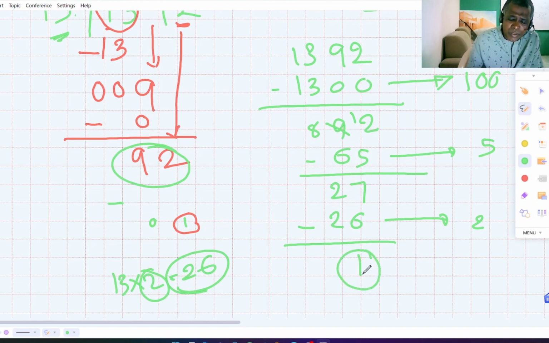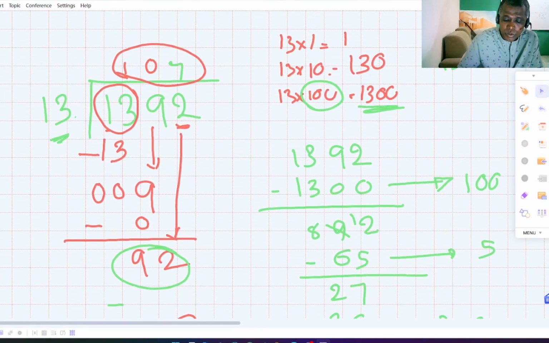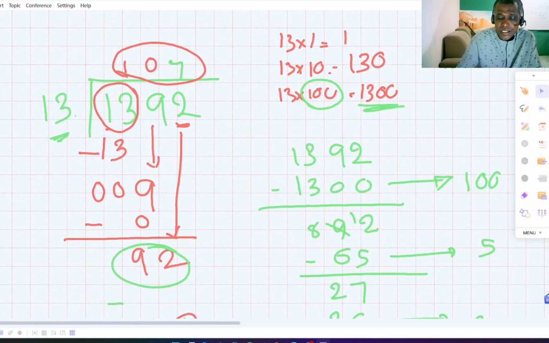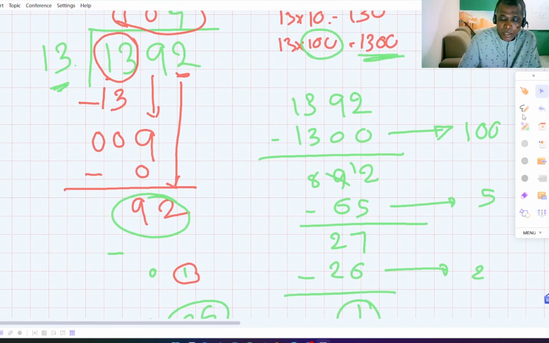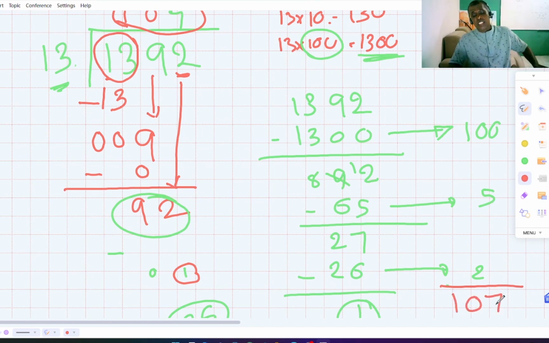Can I divide 1 by 13? No, it's not possible. So what is the answer? The answer is the same as here. If we add all these things, what do you get? 100, 105, 107. You got the answer 107 by using the same method.